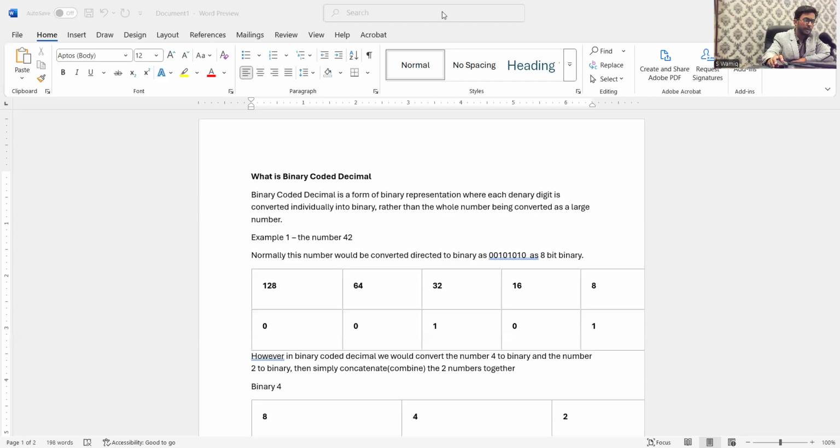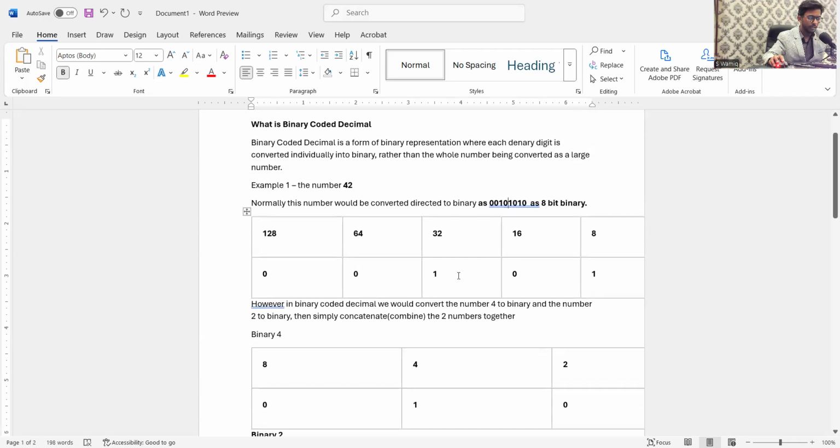To make it a bit clearer, I have attached this concept document with this recording. You can see that a binary coded decimal is a form of binary representation where each denary digit is converted individually into binary, rather than converting the whole number. So for example, if you have the number 42 and convert the whole of it into an 8-bit binary, it is going to be this, right, like the conversion to understand.